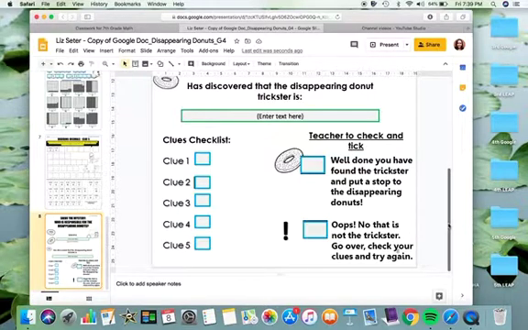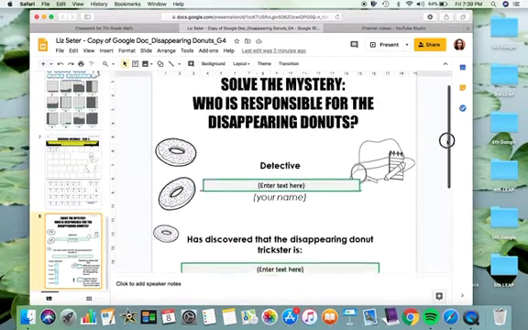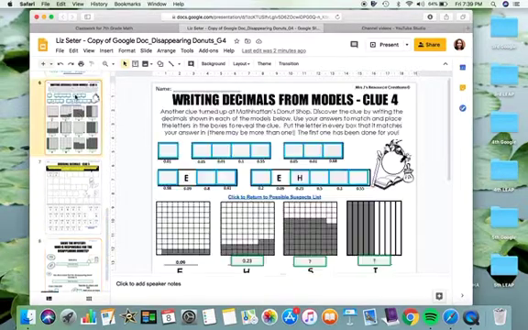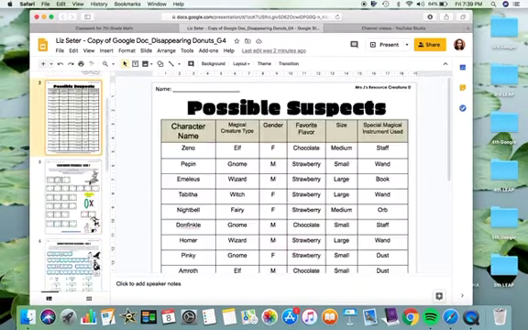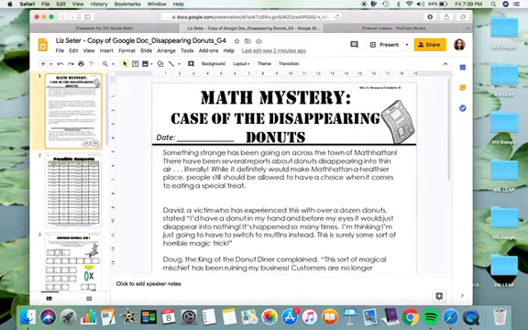Please make sure you guys turn that in. Don't forget to hit submit after you finish your work, okay? So again, this is your work for Monday and Tuesday, and then it's due by Wednesday. And then on Wednesday, you're going to have another case, another mystery case. It's going to be solved similar to this, except instead of decimals, it's going to be fractions.